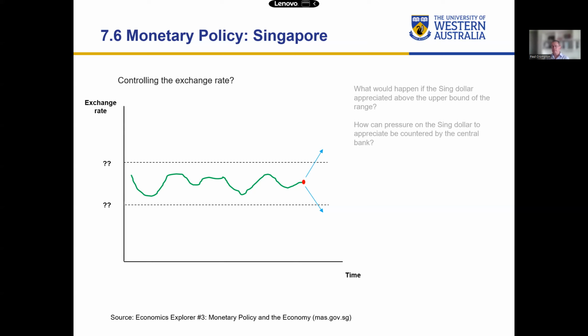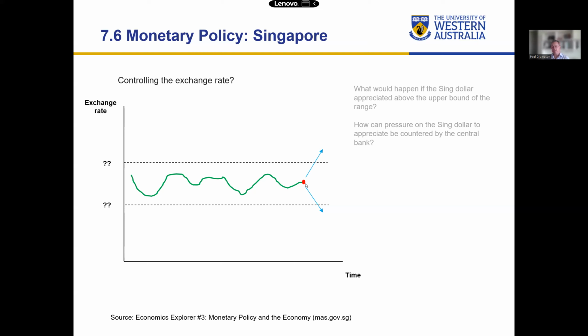Now, we do have a similar effect in Australia. When the Australian dollar goes up, our import prices do fall. But it doesn't push us into deflation like it would in Singapore, because we're not so reliant on imported goods. More of what we buy in Australia is actually made in Australia. So hopefully that is beginning to resonate and make a bit of sense.